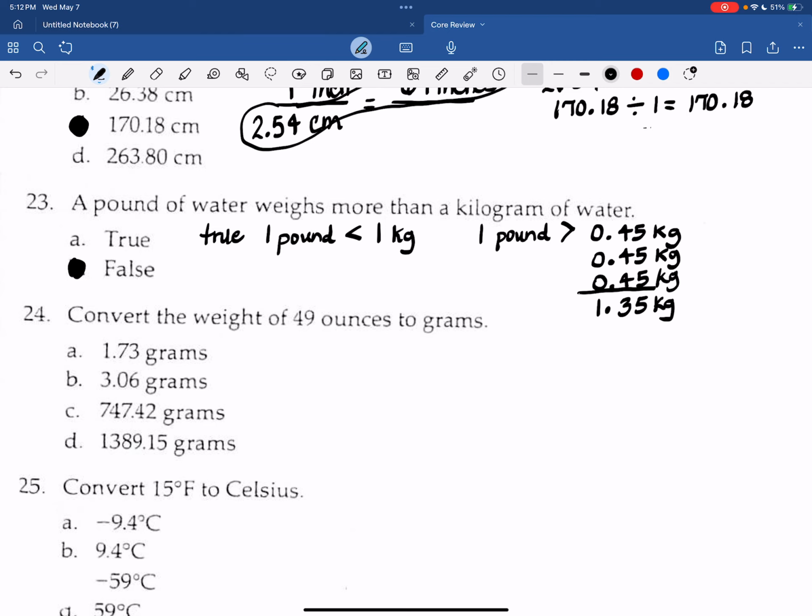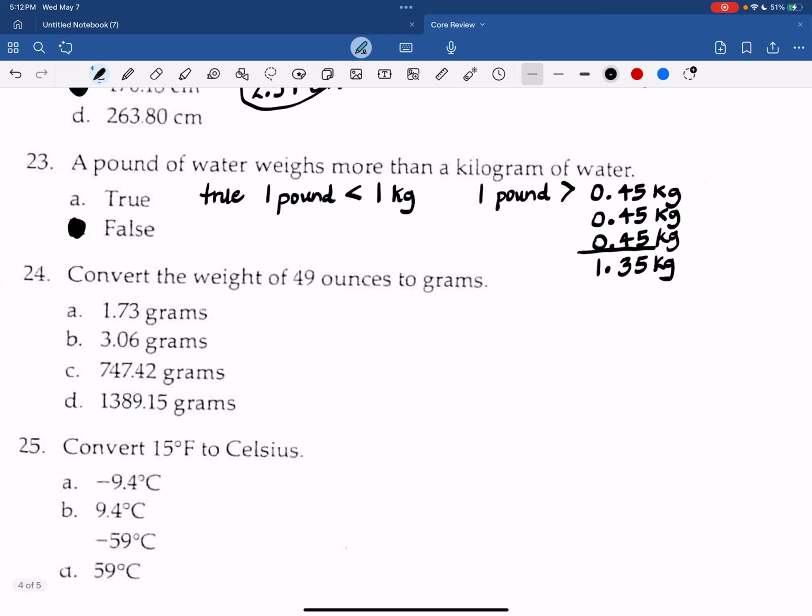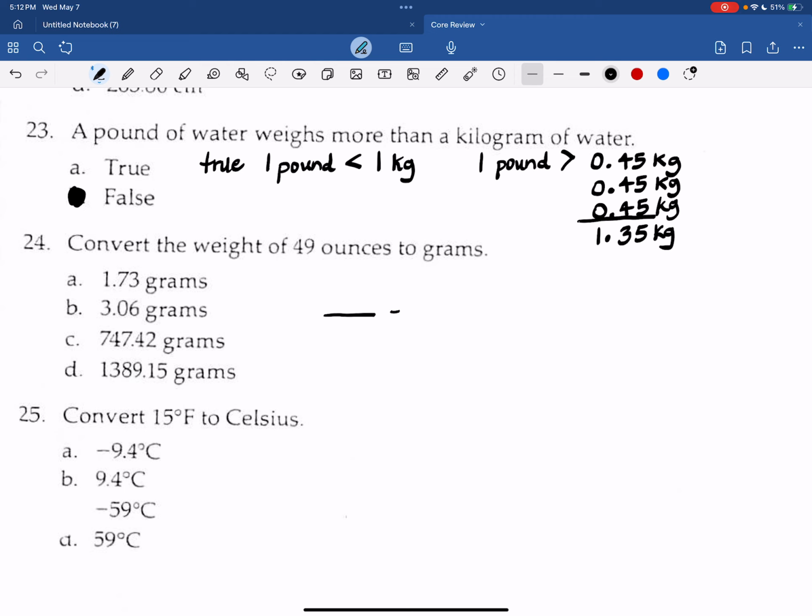All right, number 24, convert. And as soon as I see that, I'm thinking of this. It will work every time, as long as you know the relationship of ounces and grams. And I'm going with the one that I've learned. So your book may give you a slightly different one. It'll be close, but it may be rounded a little differently. I've learned that an ounce is about 28 1/3 grams. So 28.35 grams. And we want to convert 49 ounces.